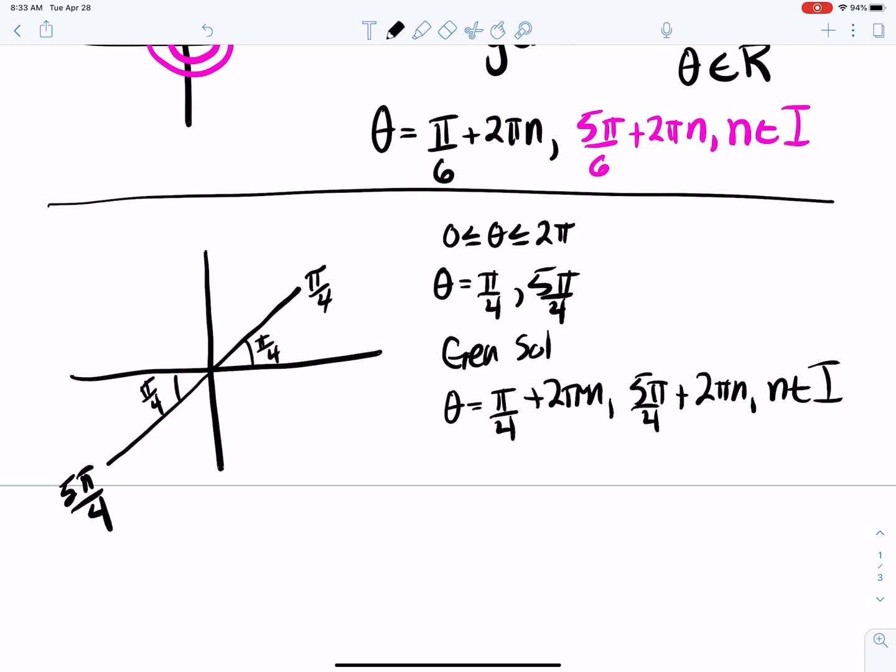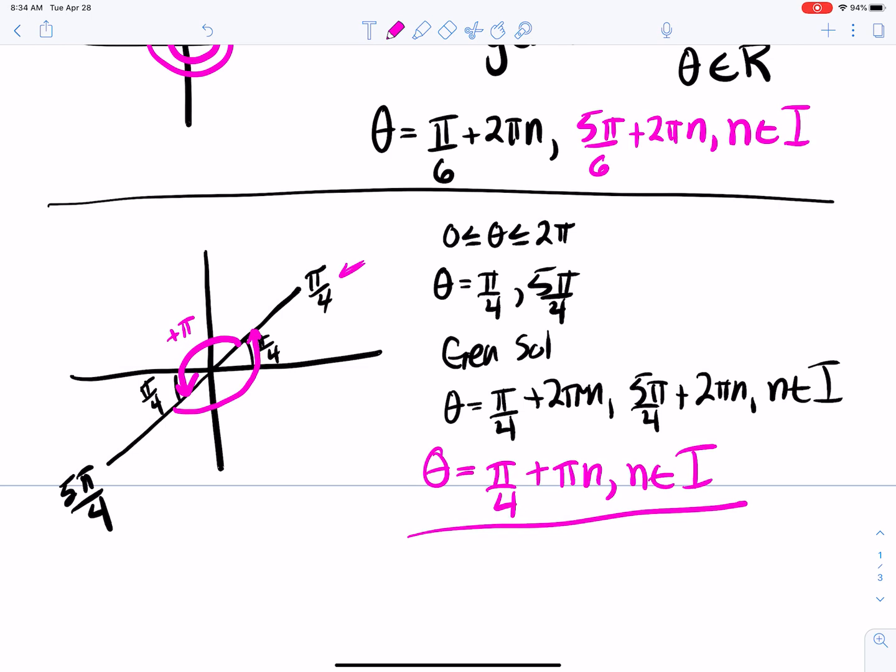That's not mathematically incorrect, but let's take a look. There's a little bit of a cleaner solution than that. What would happen if I added pi to pi over 4? Oh, I get 5 pi over 4. And if I added a pi to 5 pi over 4, I would get the angle coterminal with this one. So we could actually write this solution a little cleaner this way. Because the first angle I get when I add pi to pi over 4 would be this guy. So it's kind of redundant to use it here. All right, now we're going to get to the examples.